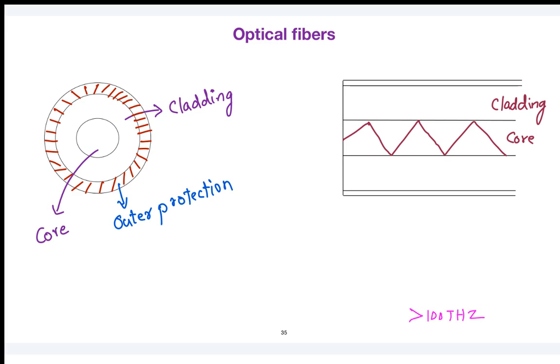And the main reason why optical fibers are most preferred at very, very high frequencies is that if you use a coaxial cable at very, very high frequency, what will happen? Can you tell me?